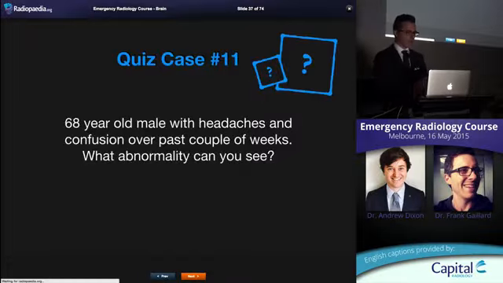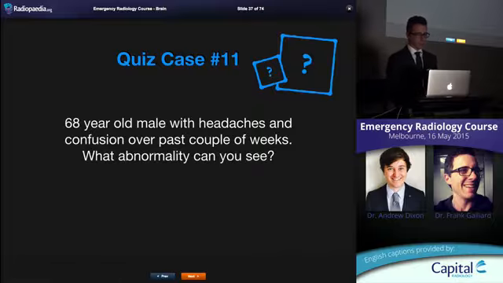All right, the first of our quiz cases: 68-year-old with headaches and confusion over past weeks. What abnormality do you see?